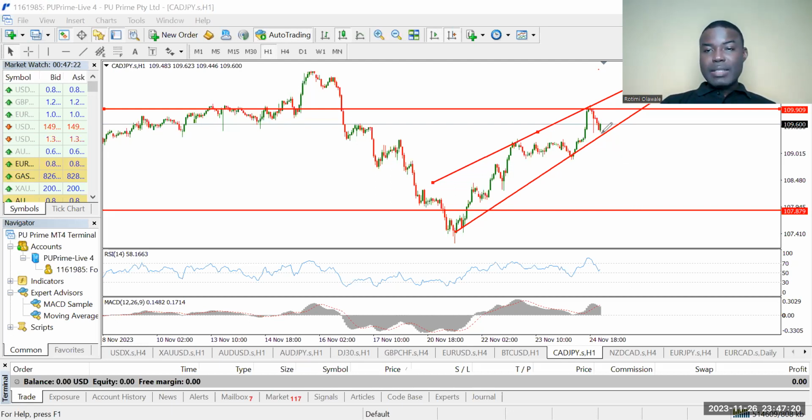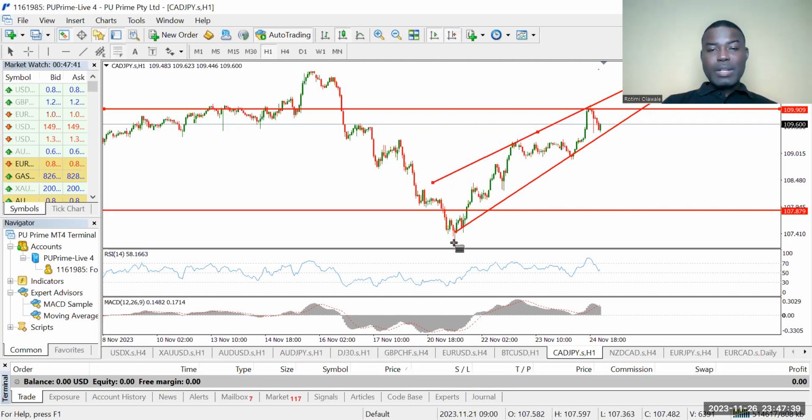But then I also believe price could actually make its way up to hit that resistance again, at which point we may end up with a double top pattern, then a bearish breakout. But even if that doesn't happen, I just expect a bearish breakout. So either way, I'm bearish biased on CADJPY.